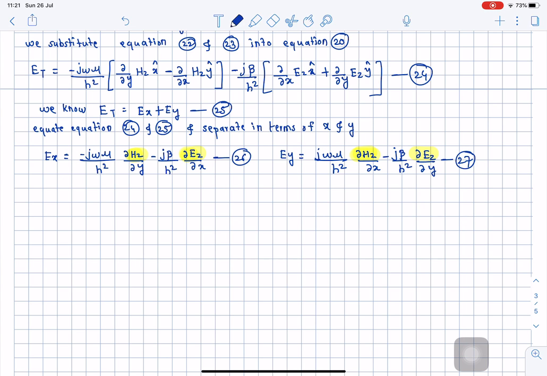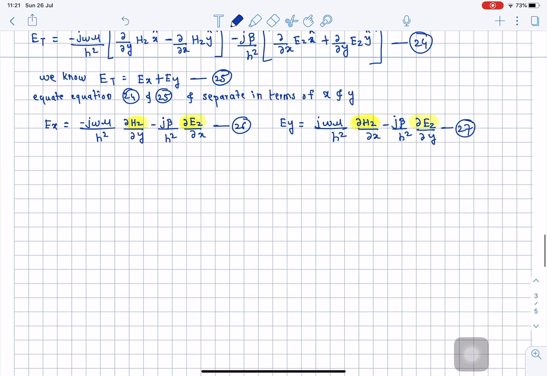Similarly, the magnetic field component can also be written, the expression for H of x. On the similar line, you can write directly. You just replace j omega mu with epsilon. The rest of the thing is the same, h square. Hz is replaced by Ez, minus j beta upon h square, and Ez is replaced with Hz. Let us call this equation number 28.